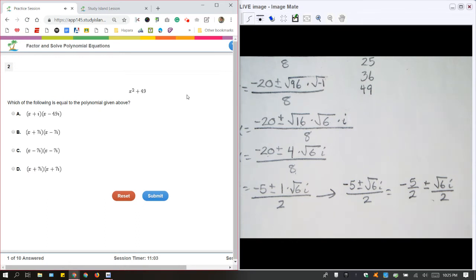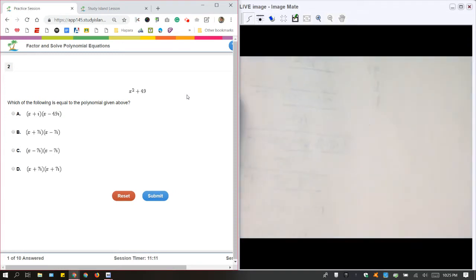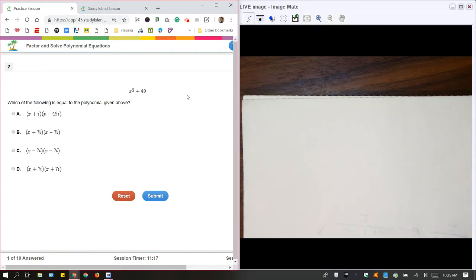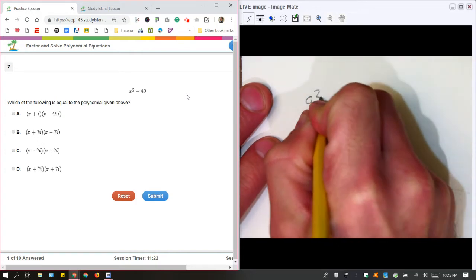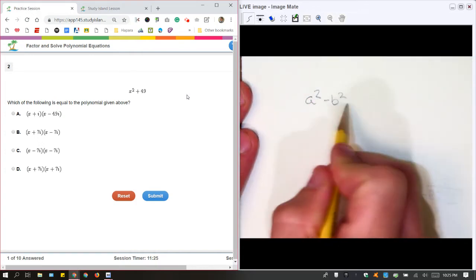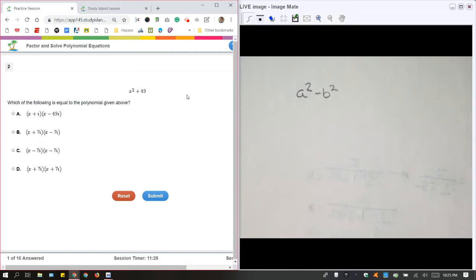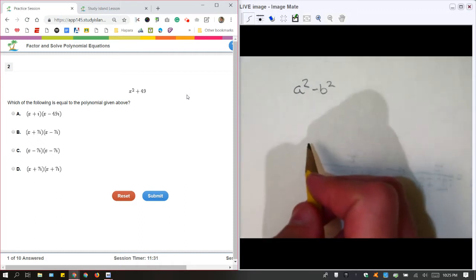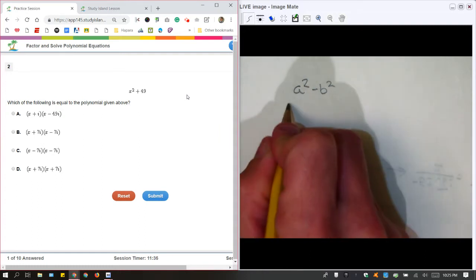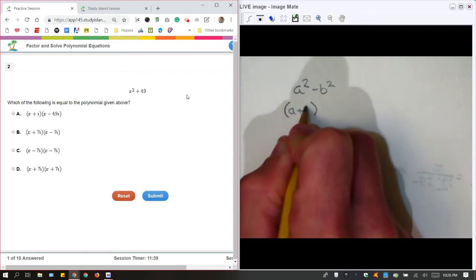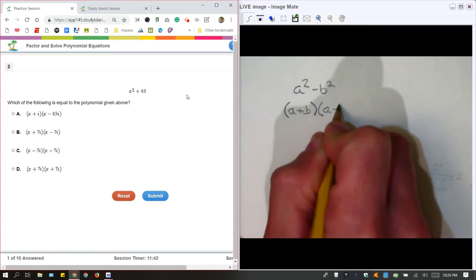x squared plus 49. Which of the following is equal to the polynomial given above? This problem relies on your knowledge of one simple fact when it comes to multiplying binomials together and factoring binomials, and it's this. You need to understand the difference of 2 squares. Anytime you have 2 things that are squared and you're subtracting them, you can break that up into 2 binomials that look like this. The square root of a squared is a, and the square root of b squared is b. You take the square root of both. One binomial is those 2 things added together, and the other binomial is the 2 things being subtracted.